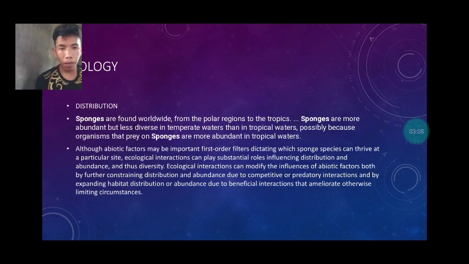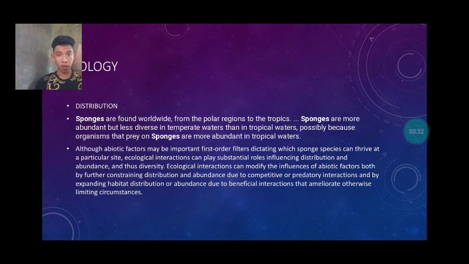Distribution: sponges are found worldwide. From the polar regions to the tropics, sponges are more abundant but less diverse in temperate waters than in tropical waters, possibly because organisms that prey on sponges are more abundant in tropical waters.